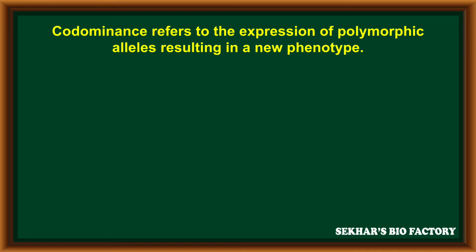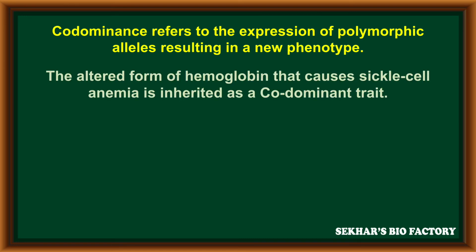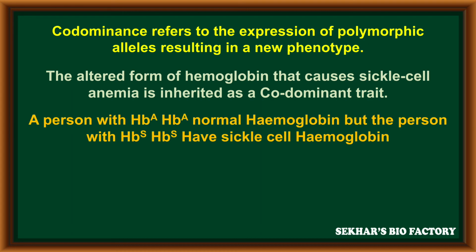Codominance refers to the expression of polymorphic alleles resulting in a new phenotype. The altered form of hemoglobin, this mutated hemoglobin which causes sickle cell anemia, is inherited as a codominance trait. A person having two HbA alleles produces the normal hemoglobin molecule. But some persons have HbS alleles, they have sickle cell hemoglobin and it causes sickle cell anemia. In sickle cell anemia, the biconcave red blood cell becomes an elongated sickle shape.